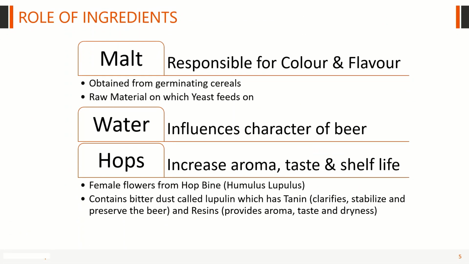Now comes the role of ingredients. Malt is obtained from germinating cereals and provides the raw material on which yeast feeds. It is responsible for the color and flavor of the beer. Water basically influences the character of the beer. Hops are actually the female flowers from the hop vine, which has the scientific name Humulus lupulus. This contains a bitter dust called lupulin, which has tannin and resins.